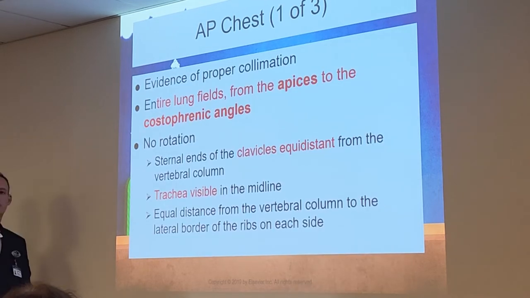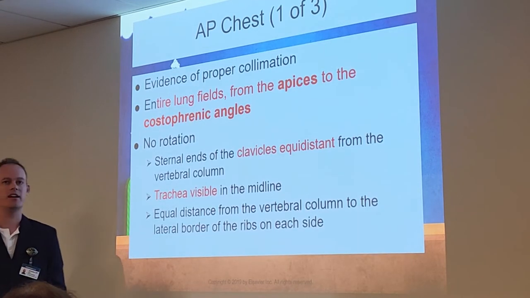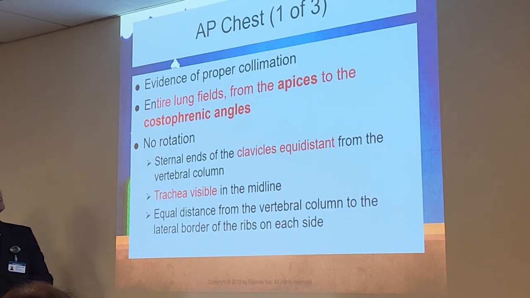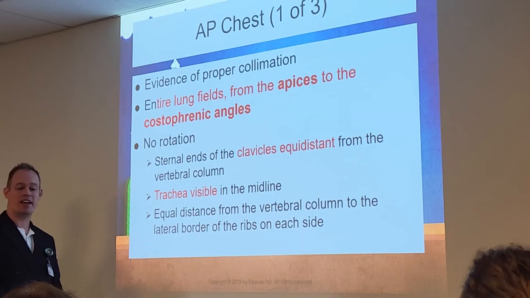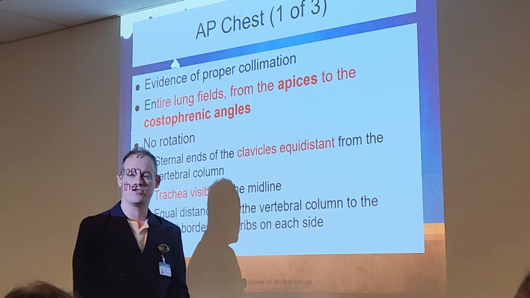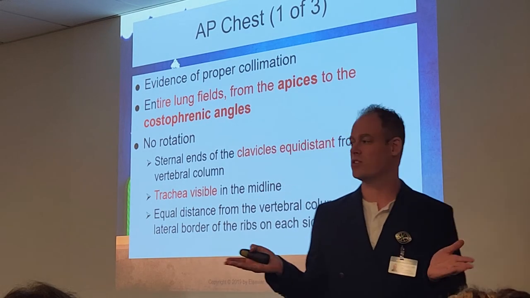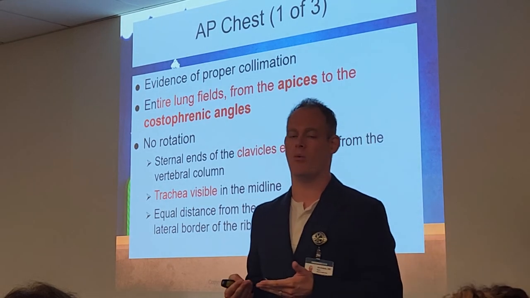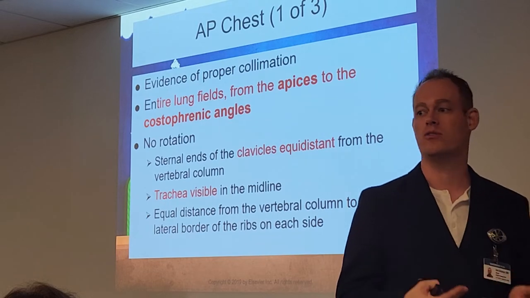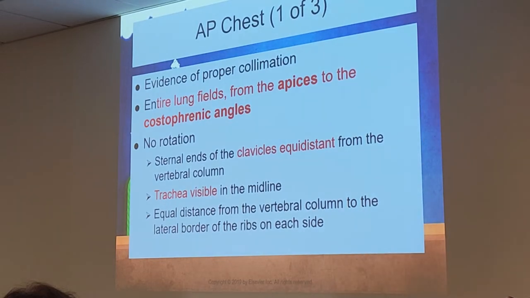Okay, what do we want to have on our AP chest for evaluation criteria? That should all be highlighted. Entire lung fields from the apices to the costophrenic angles. So same thing, guys. We want all the lungs on the x-ray. You're going to see really sloppy, bad technique in an AP chest with those angles cut off. That is not acceptable. Why? There may be pathology on those angles that we can't afford to miss, because who's going to get in trouble? You're going to get in trouble if they find something later that you missed. Be thorough. Make sure all the lungs are on those x-rays.